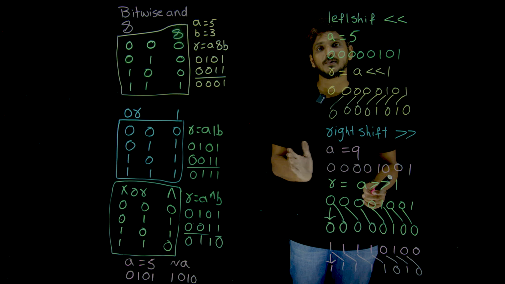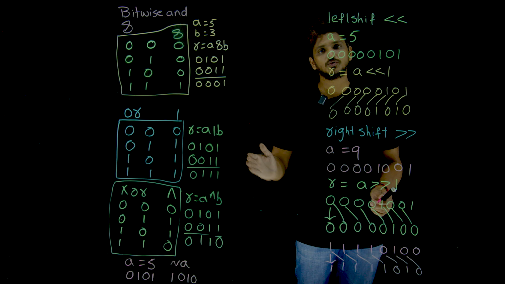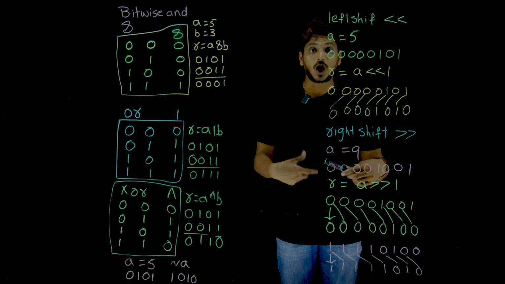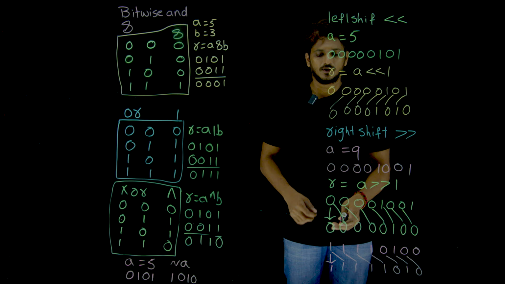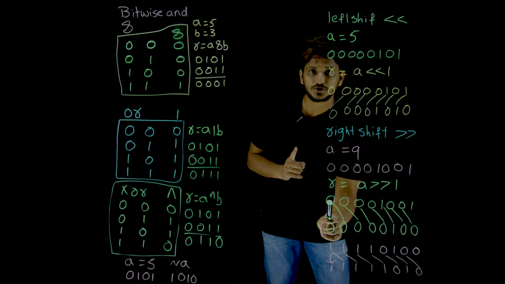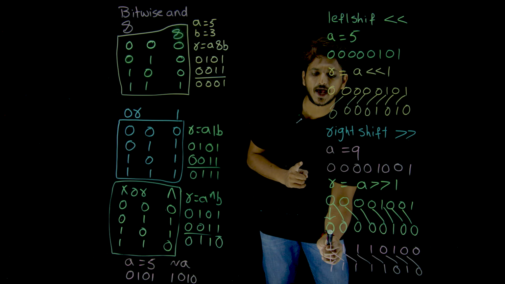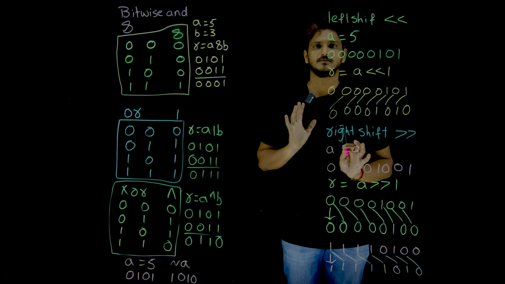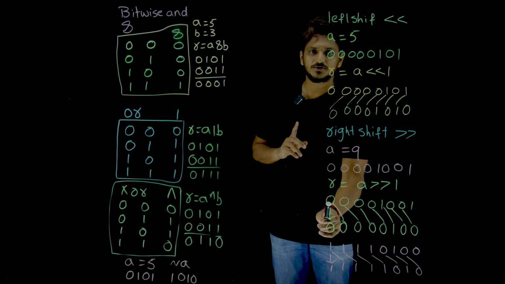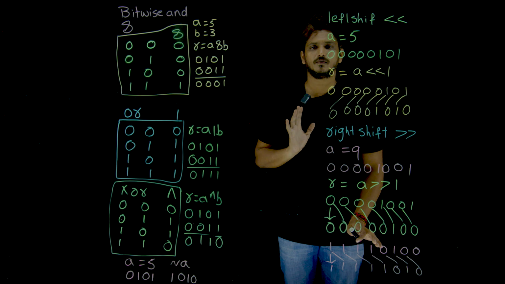1 means 1 time right shift. 2 means 2 times right shift. So how does right shift happen? See, the most significant bit, you keep it as it is. If it is 0, you keep it down.